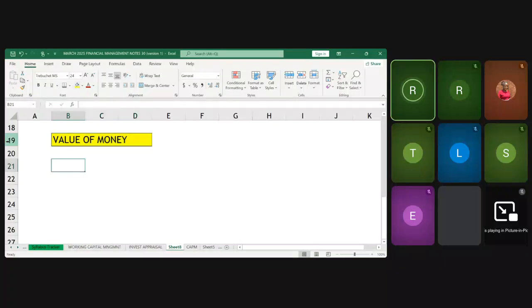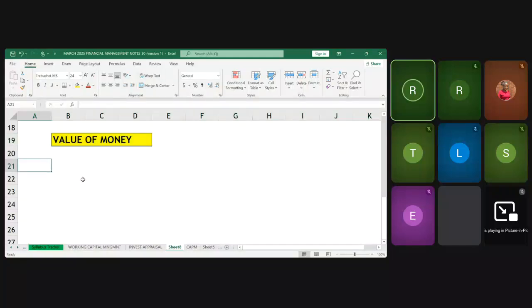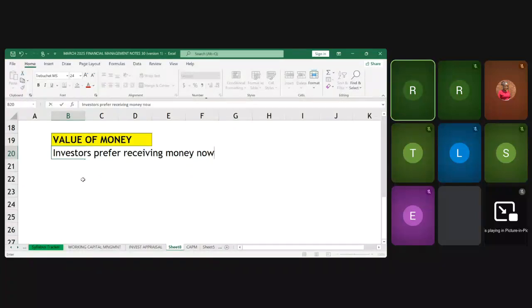Under the time value of money, first of all, we need to understand who an investor is. An investor is any person with money, right? Investors prefer receiving money now. So now means what? Today, right? Today means year zero.